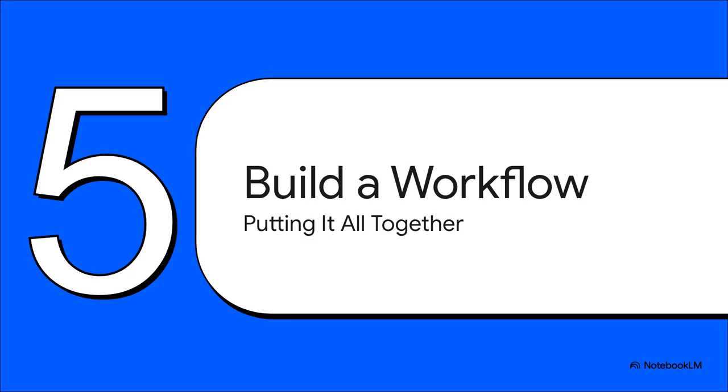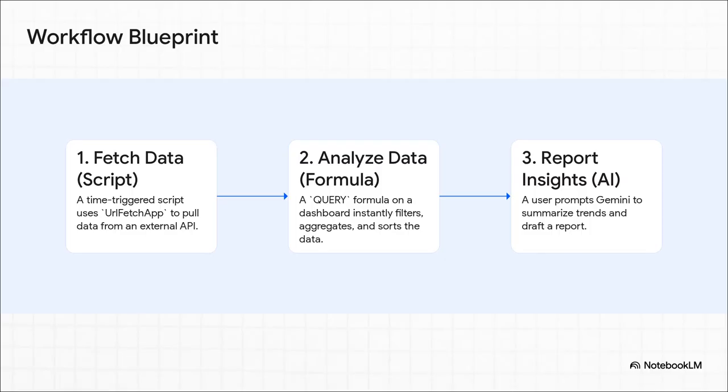But the real magic, the real power, begins when you stop seeing these as separate tools and you start architecting solutions that combine all of them. Let's look at a quick blueprint for, say, an automated data dashboard. Step 1, a time-triggered script, that's our procedural layer, runs every hour to fetch the latest data from an outside source. Step 2, a powerful query formula, our declarative layer, instantly analyzes that data on a live dashboard. And finally, Step 3, you, the user, prompt Gemini, our intelligent layer, to summarize the key trends and draft your weekly report. See? Each layer does what it does best, all working together.